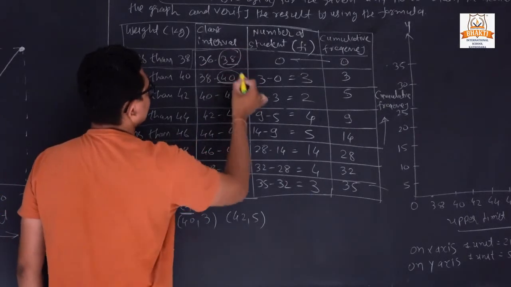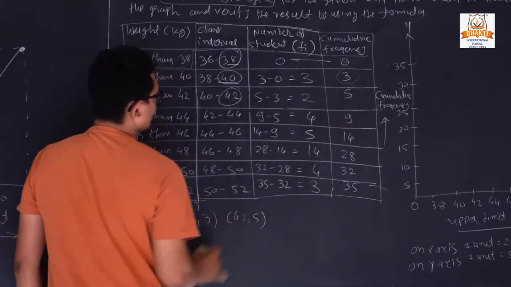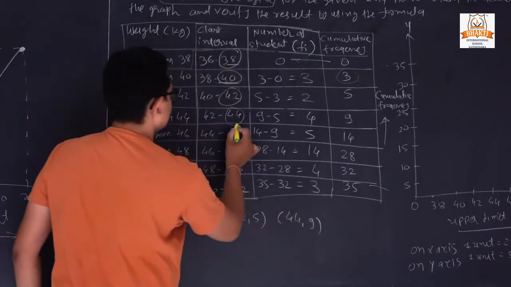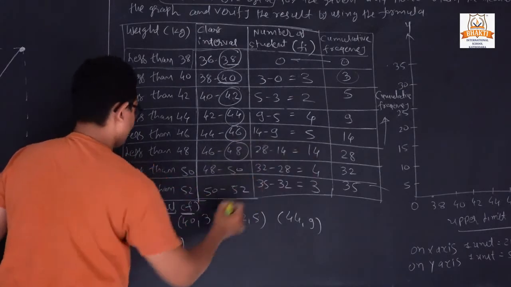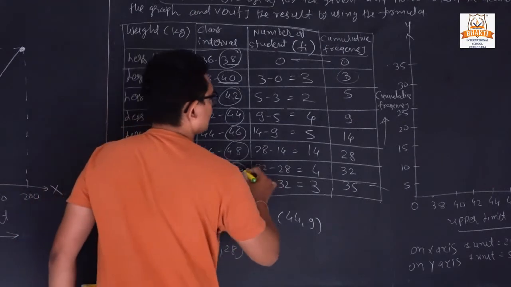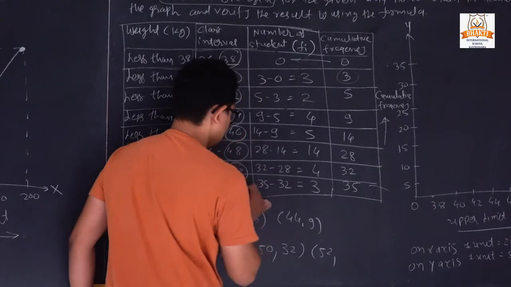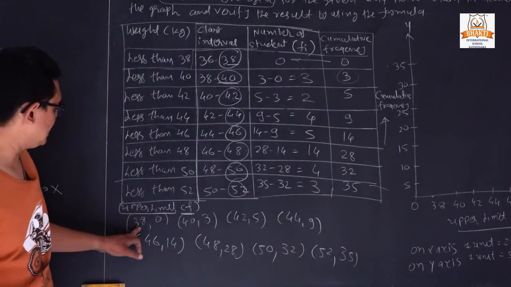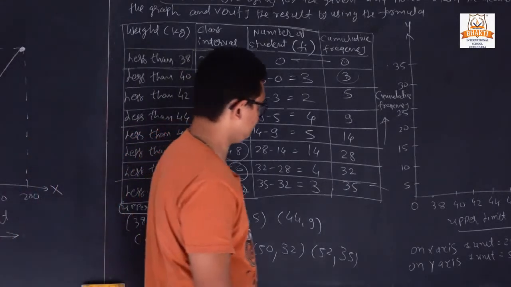Then 40 it is 3, so 40 comma 3. Then 42 comma 5. Then 44 comma 9. Then 46 comma 14. Then 48 comma 28. Then 50 comma 32. And 52 comma 35. So we can get all the coordinates, upper limit and cumulative frequency. Now we can plot the graph.